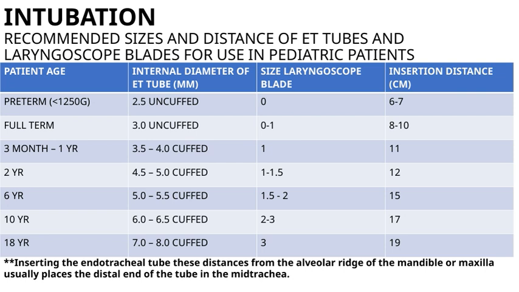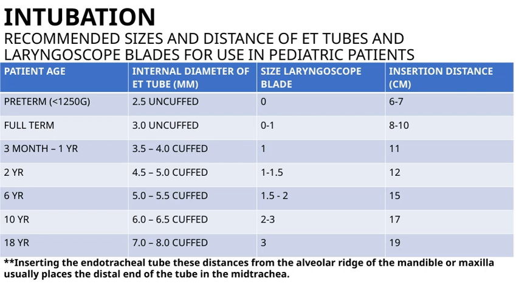At 2 years old, a cuffed tube of 4.5 to 5 millimeters is appropriate, with a blade size of 1 to 1.5, and an insertion distance of about 12 centimeters. For 6-year-olds, a cuffed tube measuring 5 to 5.5 millimeters is used, along with a blade size of 1.5 to 2, and an insertion distance of roughly 15 centimeters.